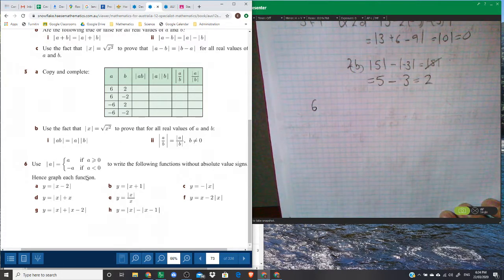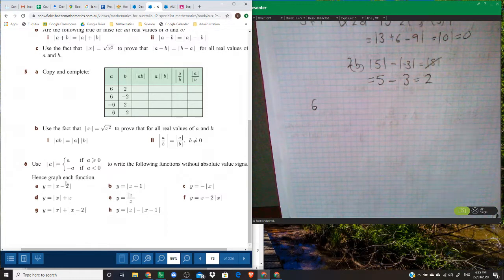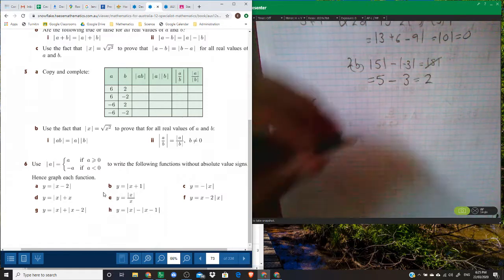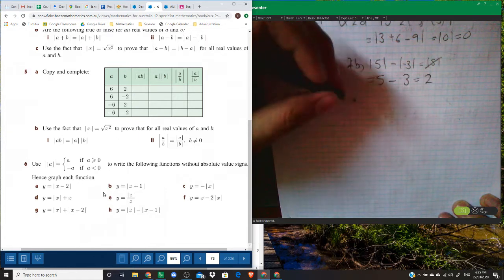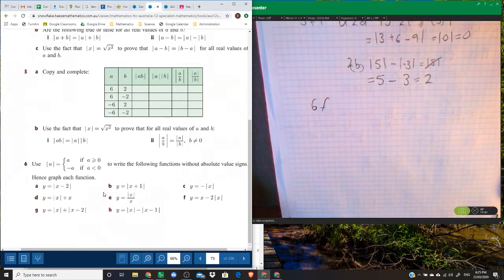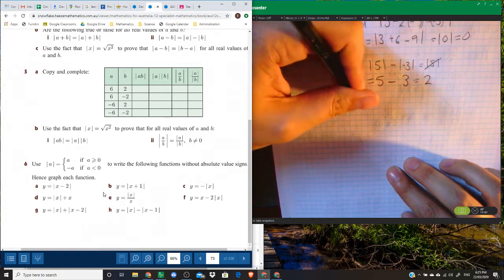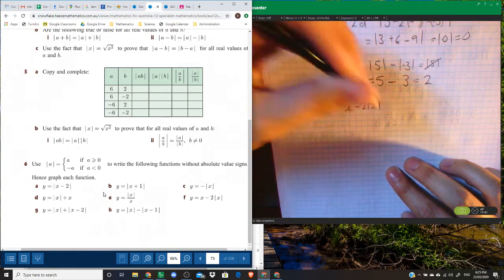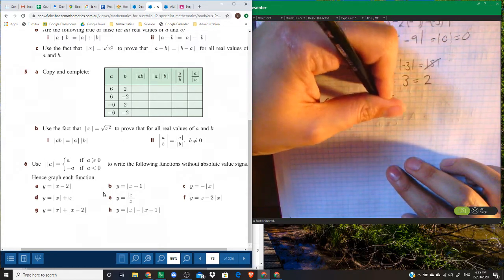All right, write the following functions without absolute value functions, and hence write the equation. Okay, so if I was to take something like, let's take 6F. I'm going to turn my light on, it's getting a bit dark in here. There we go. All right, so y equals x minus 2|x|. Okay, then we're going to break this up into two things, as they want us to do.